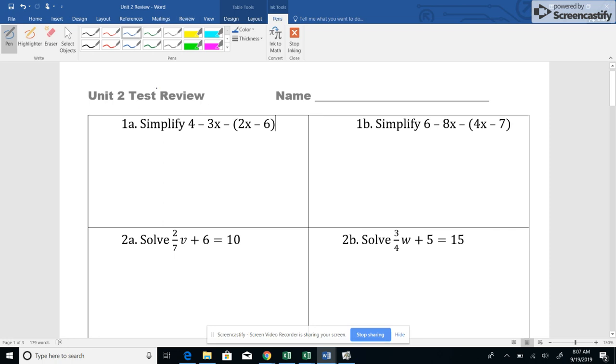Hi, everybody. Welcome to the Unit 2 test review. So this first set of problems, 1A and 1B, are very similar to each other. That's how this review is set up. Then 2A and 2B are kind of similar to each other.